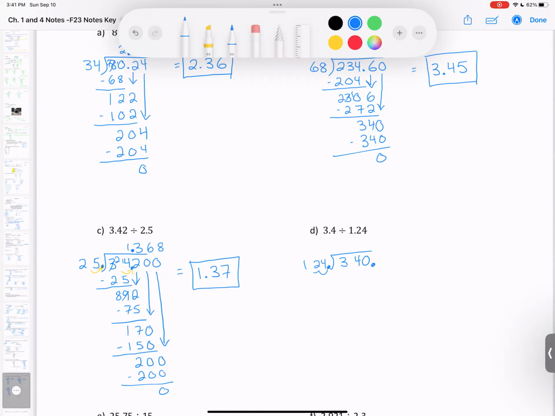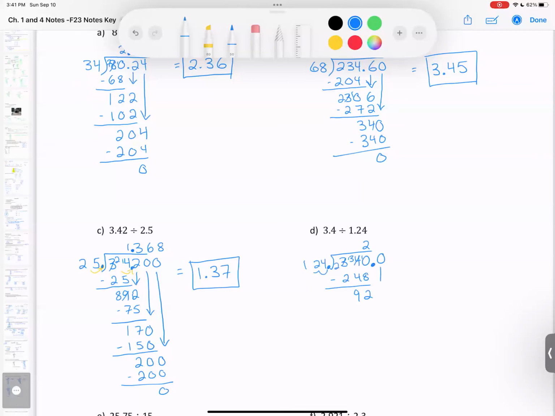I think we can go 3 times. Is that right? Nope. So we can only go 2 times, which would give us 248. So let's subtract here. We'll have to do some borrowing. And we get 92. So now we've got the decimal place there.